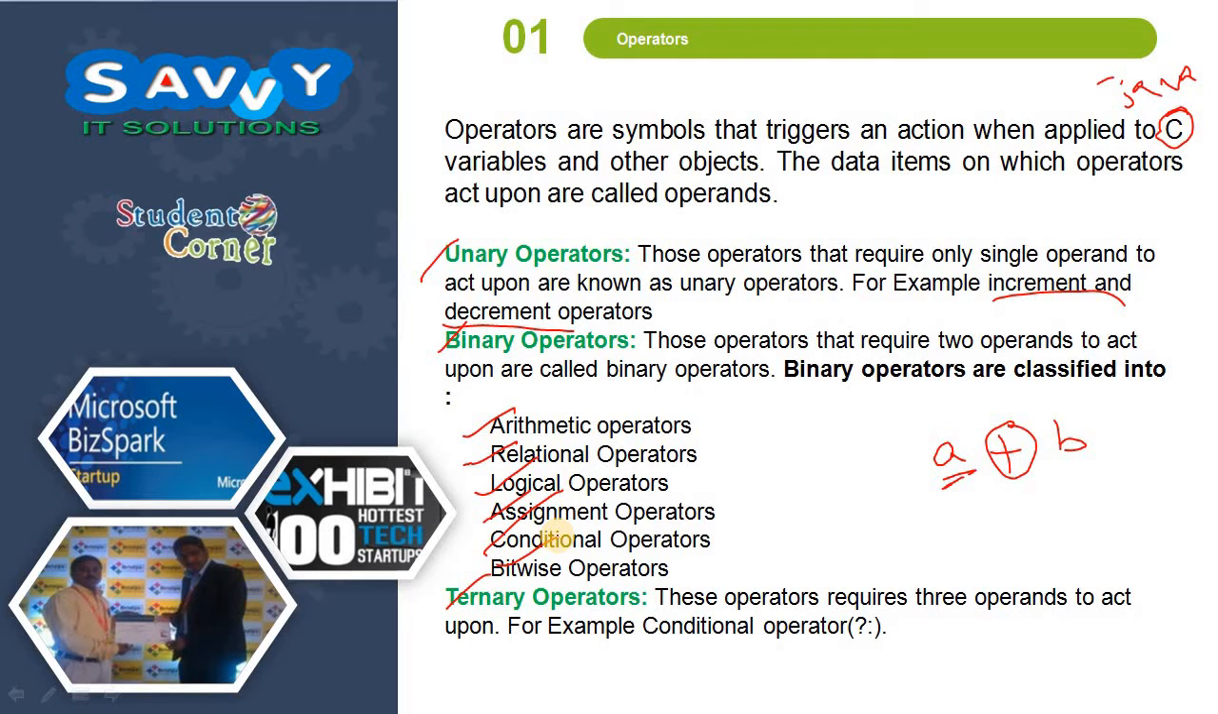Okay. And the last one is ternary operators. These operators require three operands to act upon. So it is also called performing an operation between three operands. The example is the conditional operator, represented with a question mark and a colon. Okay. Now we go for the next.